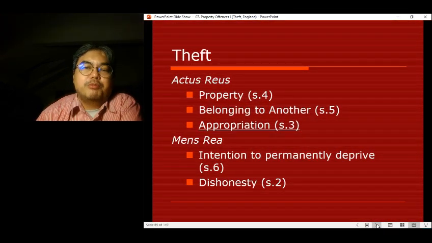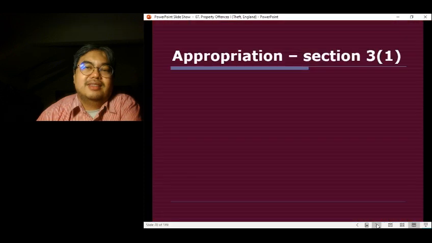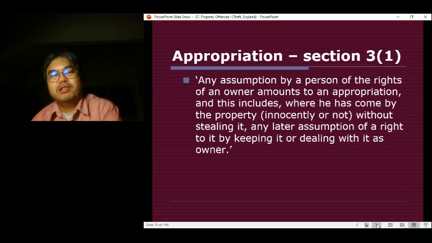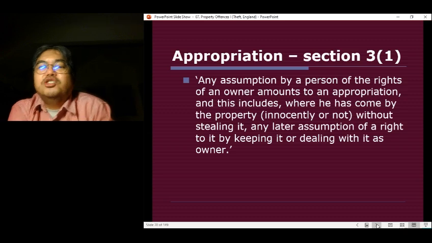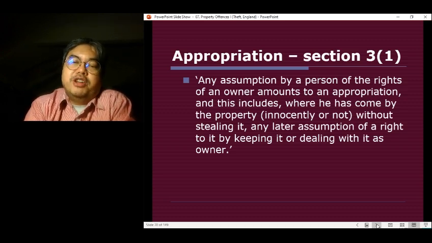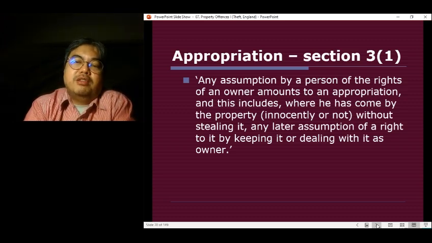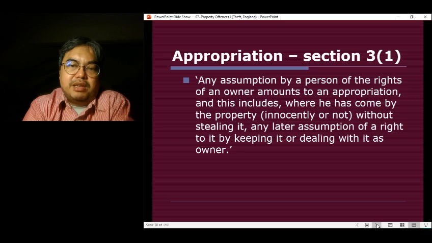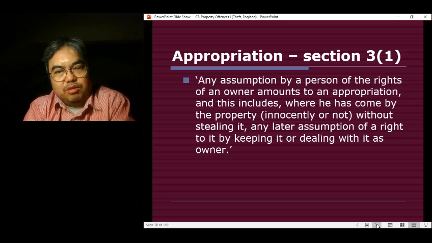So let's go to appropriation. Appropriation found under Section 3.1. Yes, another long definition. An assumption by a person of the rights of an owner amounts to an appropriation, and this includes where he has come by the property, innocently or not, without stealing it, and any later assumption of a right to it by keeping it or dealing with it as owner.